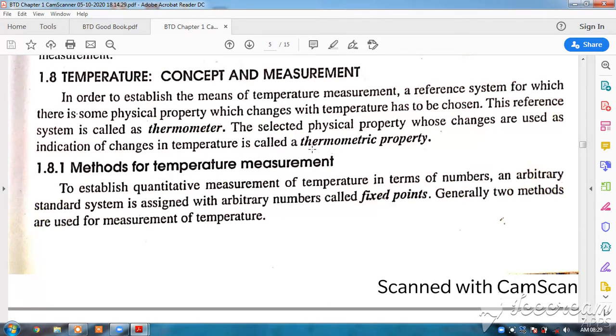Similarly, there are many properties, like even electrical resistance will vary with temperature. So we will see those properties. Now, methods for temperature measurement.